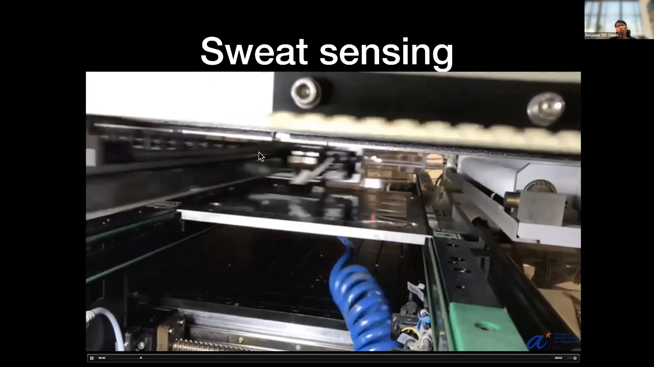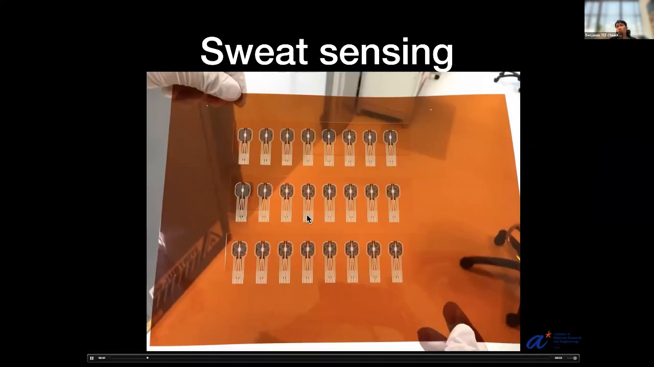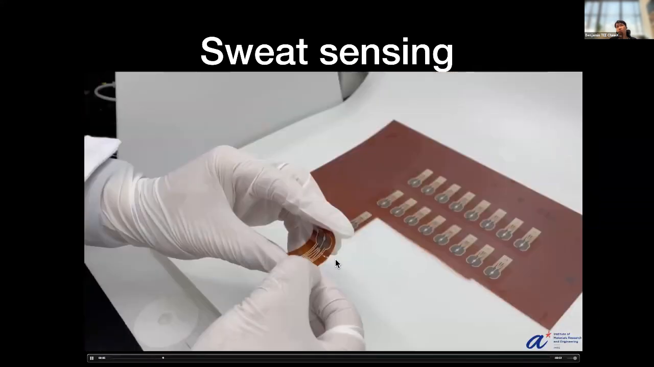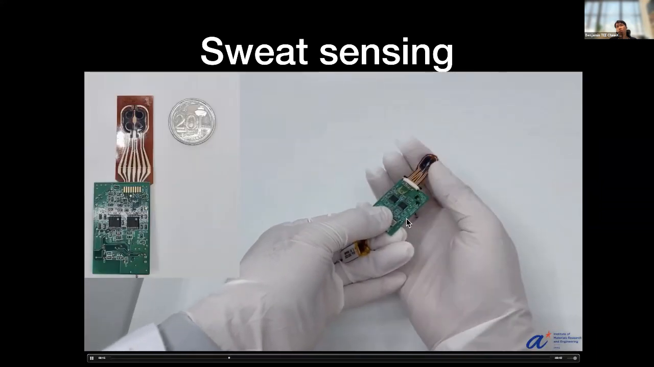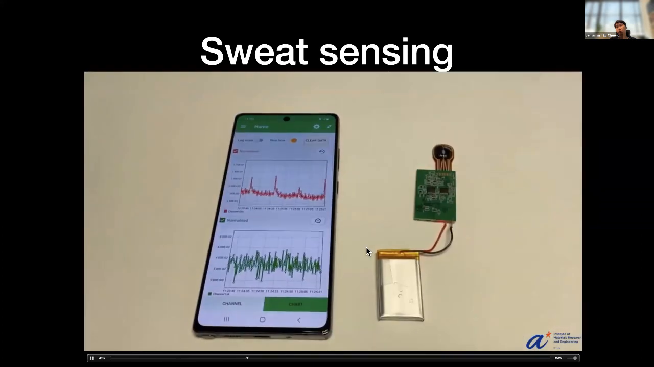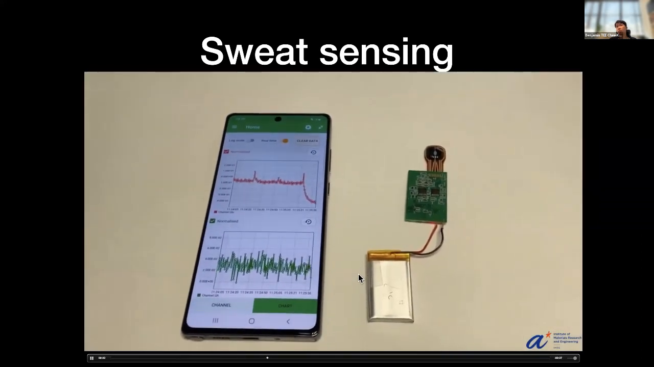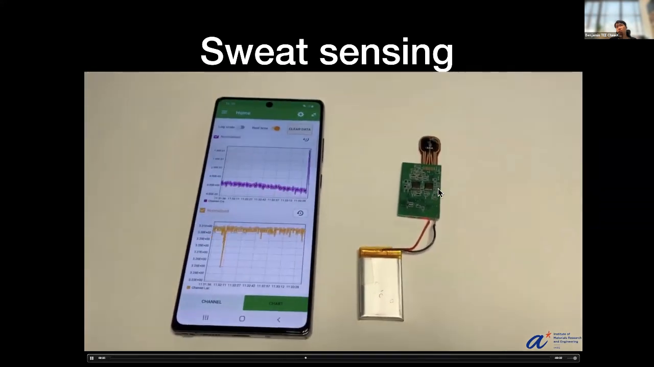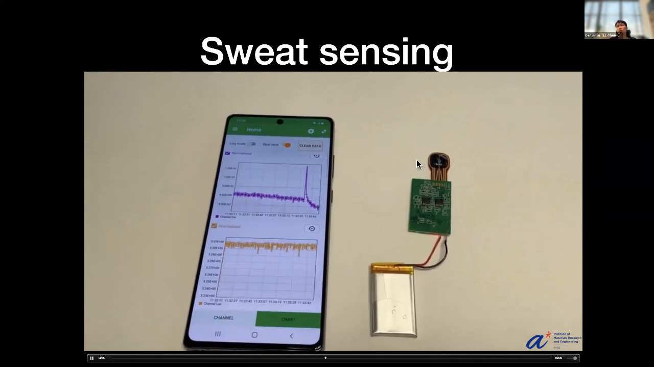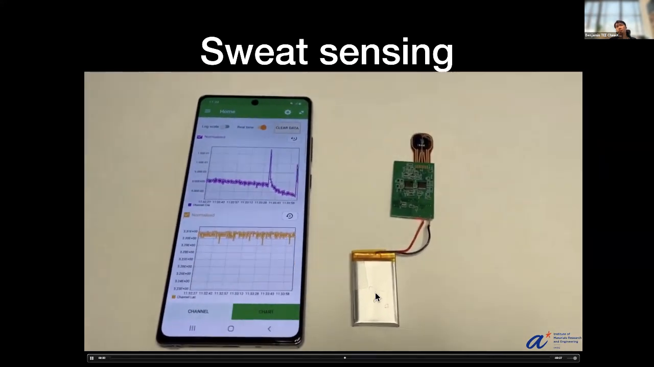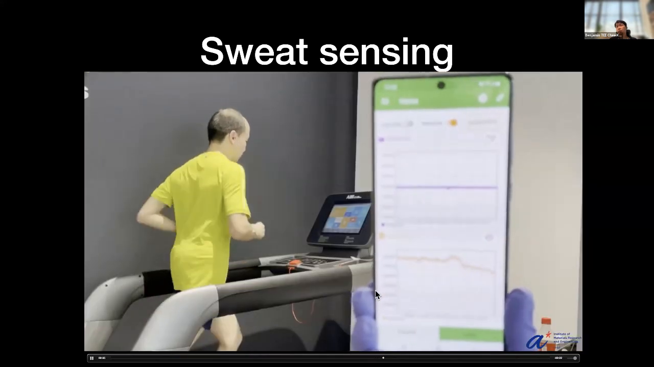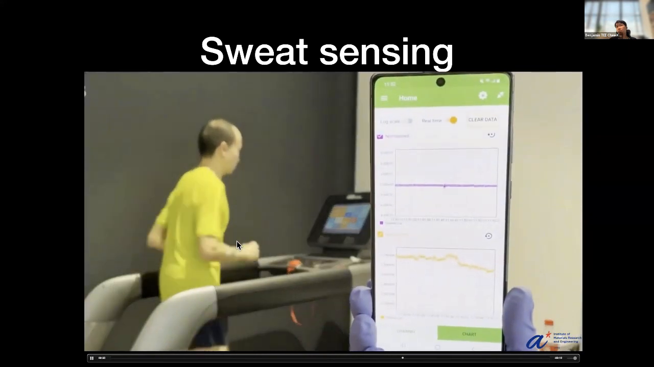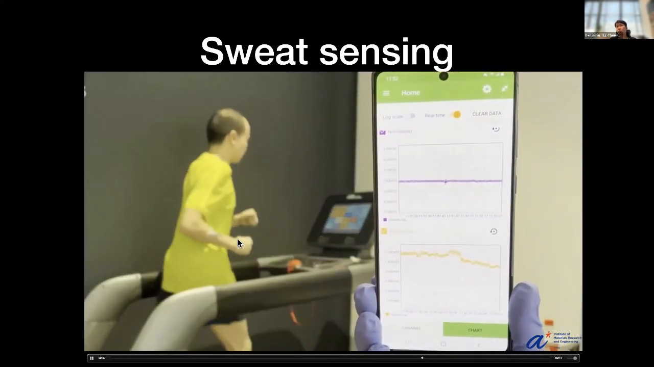So we have the ability to print many soft materials now. So here's an example of printed sensors, right, on the electrodes. And then you have flexible circuits, and then you can transmit this data wirelessly. And there's quite a bit of science in how we design the sensors, but I won't talk about chemical sensing today. But you can see that today, we have the technology to very quickly make flexible devices that can be put on skin and measure sweat data in real time.